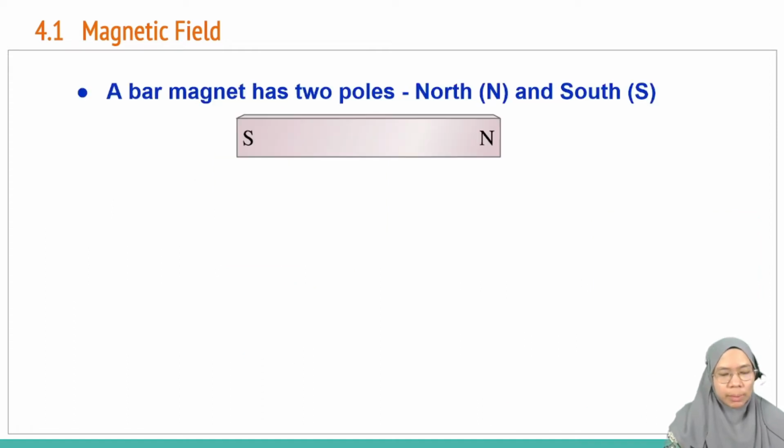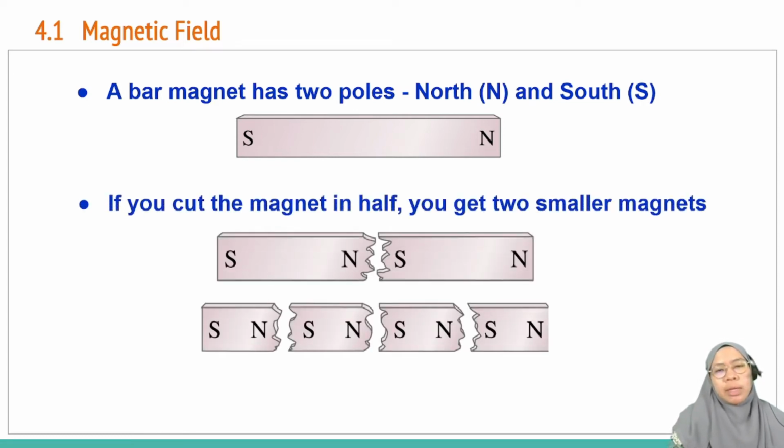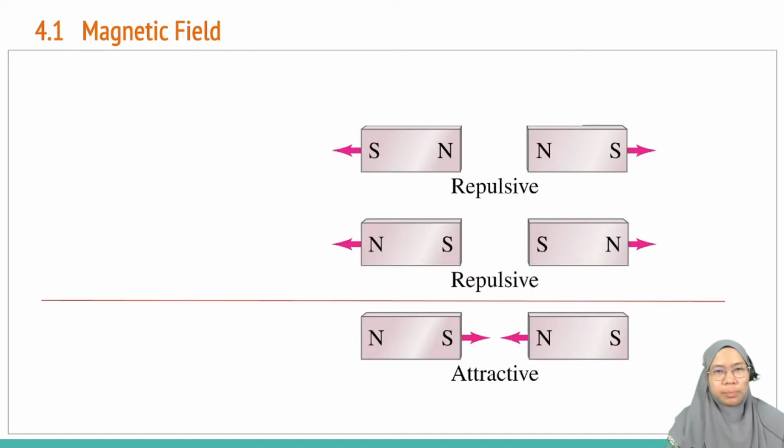A bit of revision. A bar magnet has two poles, as we know, north and south. If you cut the magnet in half, you get two smaller magnets. And if you cut them more, you have more smaller magnets. So you can see that single magnets are always going to have two poles. There will never be only one pole.